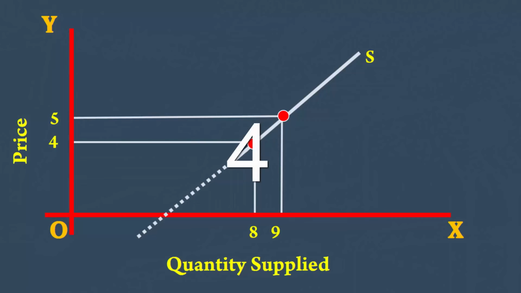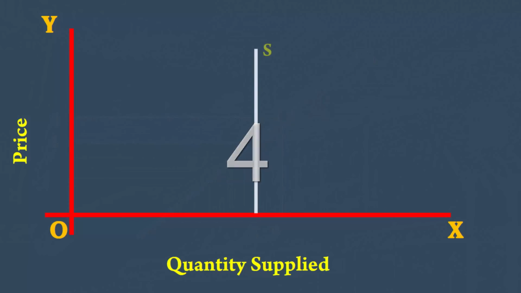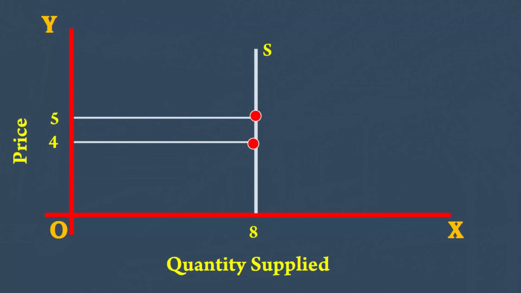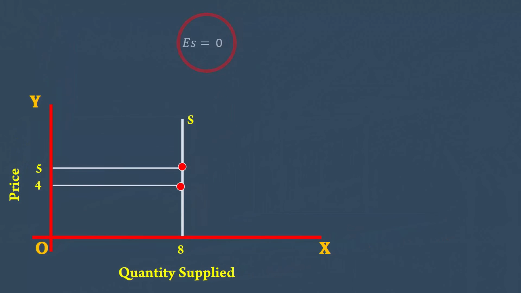4. See this supply curve. It is vertical, parallel to the y-axis. Whatever be the price, the same quantity is supplied. It symbolizes perfectly inelastic supply. If the elasticity value is 0, supply is perfectly inelastic.